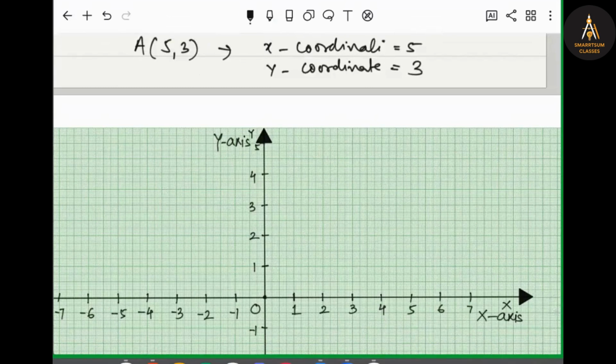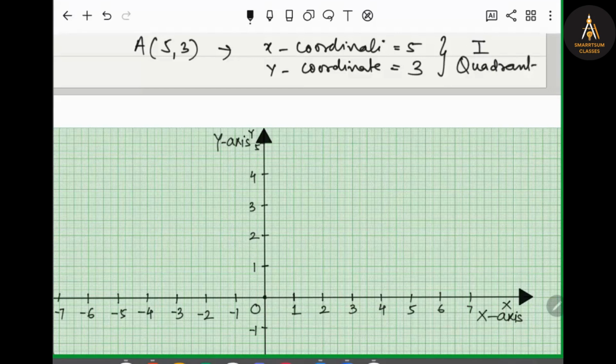Now, as you can see, x and y both are positive. So in which quadrant will it lie? Can you tell me? In the first, second, third, or fourth? Pardon? First. In the first quadrant, because both values are positive.